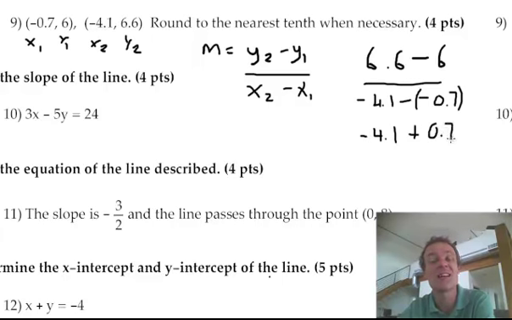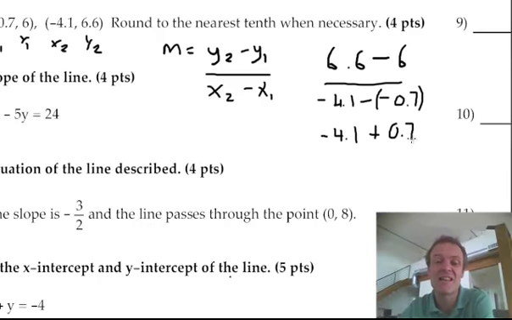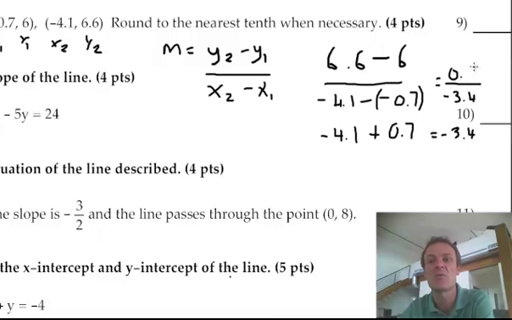Now you can use your calculators on this, guys. That is going to give you negative 3.4. Put it in your calculator if you need to. So, here we go. That is negative 3.4 on the bottom. I can easily do this top one. 6.6 take away 6 is 0.6.